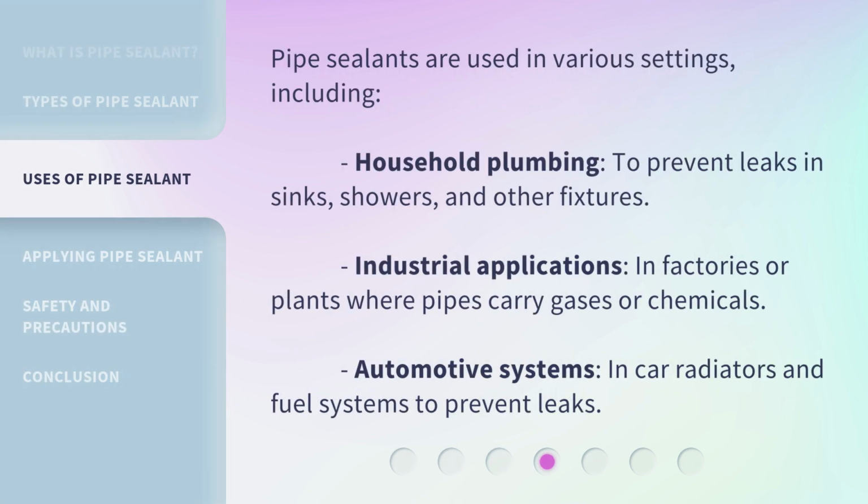Pipe sealants are used in various settings, including household plumbing, to prevent leaks in sinks, showers, and other fixtures. Industrial applications, in factories or plants where pipes carry gases or chemicals. Automotive systems, in car radiators and fuel systems to prevent leaks.